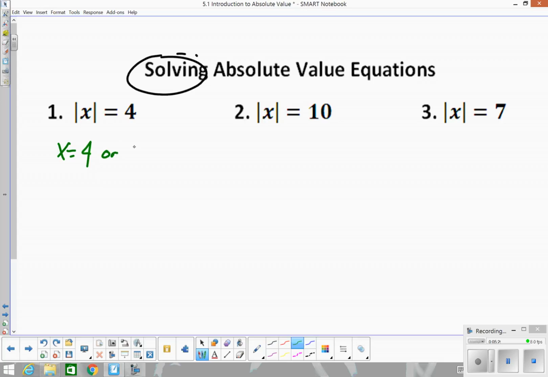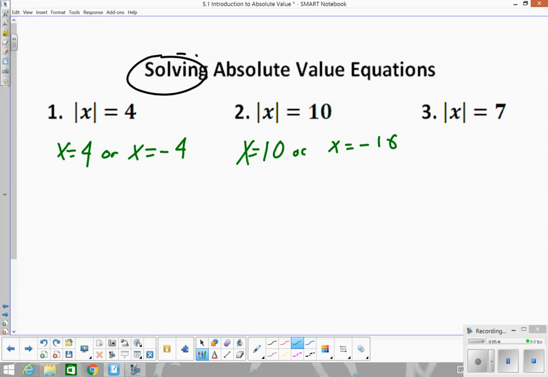Or what else can you put in? I could also put in a negative 4, right? So if I put in the absolute value of negative 4, it's going to output a positive 4. Okay, same thing here. If I want to output a 10, I could plug in a positive 10, or I could plug in a negative 10.